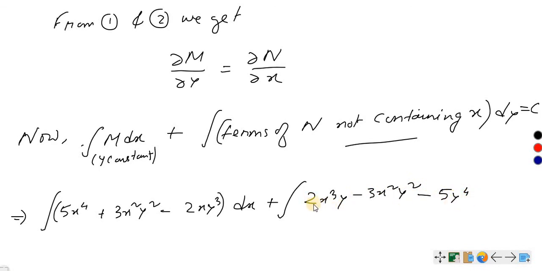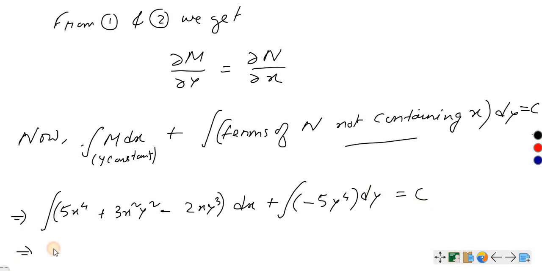So if you see, the first term contains x, so we will not take this. The second term contains x, we will also not take this. So we are just going to rub this out. We don't need these terms, okay? So I'll just rub this, and I will simply write minus 5y to the power 4. So here I am writing minus 5y to the power 4, and this into dy equals the constant c.